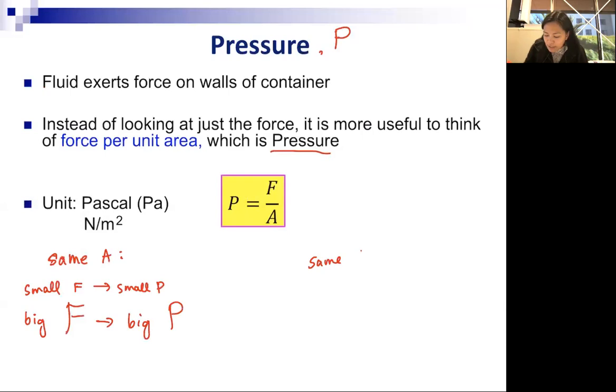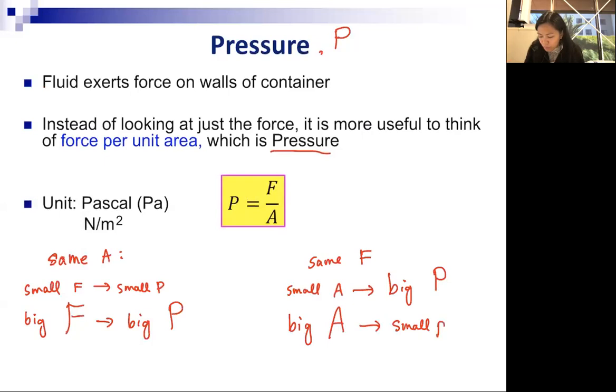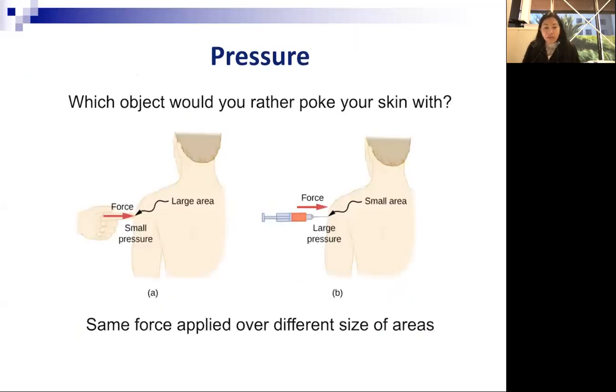But if you're looking at the same force, so you have a particular area and you're exerting the same amount of force, inverse proportionality means that if you're exerting the same amount of force over a small unit area, that will give you a big pressure over that small unit area. And if you have a big area, then that results in small pressure if you're applying the same amount of force. So inverse and direct proportionality.